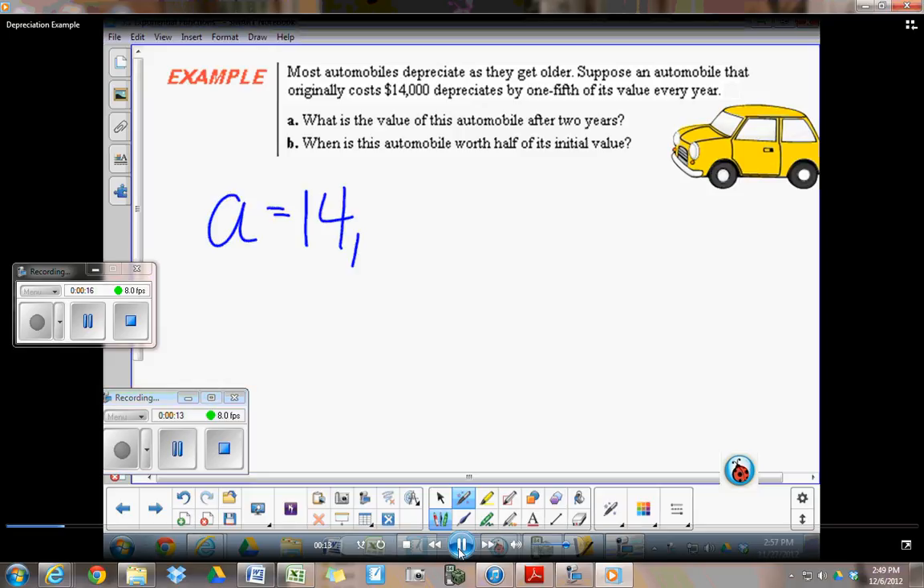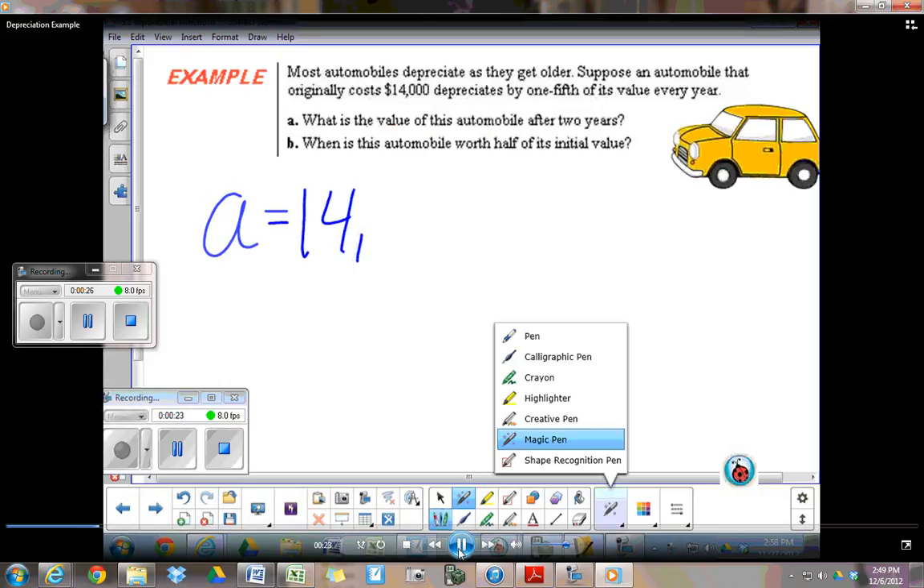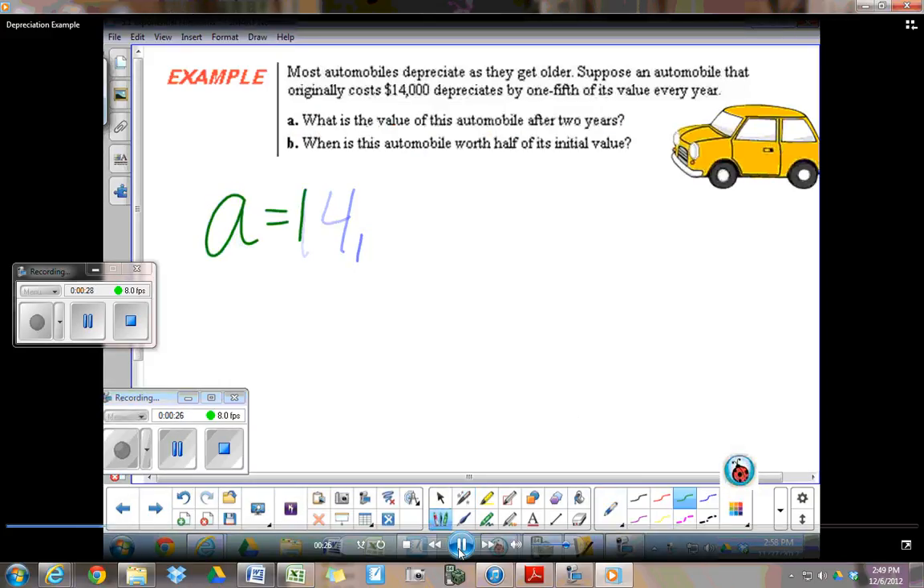We have here a pretty classic example of a depreciation problem with a vehicle losing its value every year. So it starts out worth $14,000, so that's going to be our value for A. A is the start value in the exponential formula, y equals ab to the x power.